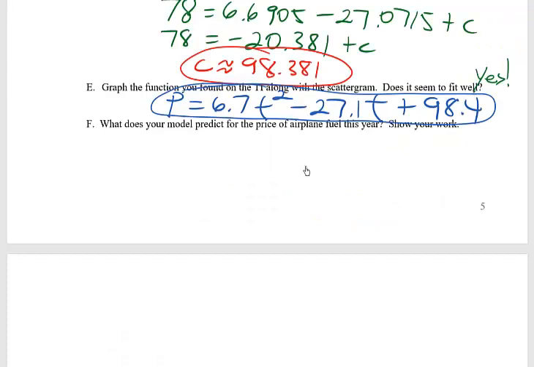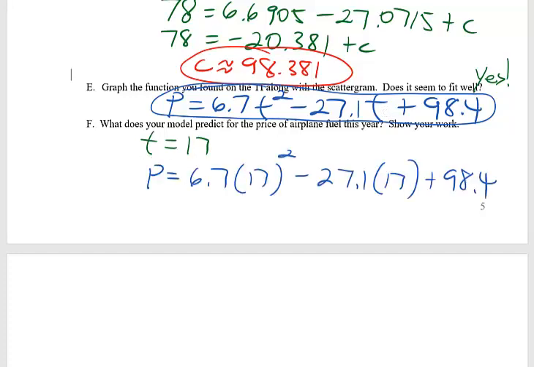Okay, one last question to wrap this all up. Question F. What does your model predict for the price of airplane fuel this year? If this trend continued, what would we expect for this year? I'll use 2017. You can use whatever year you're watching this video in. Let's see, 2017 would be 17 years since the year 2000. I had to go back to my let statement. So that means that I just need to plug in t equals 17 into this equation. It's just a quick plug in, grab the calculator, and we're going to be all set. Let's write it down first, and then just type that into the calculator.